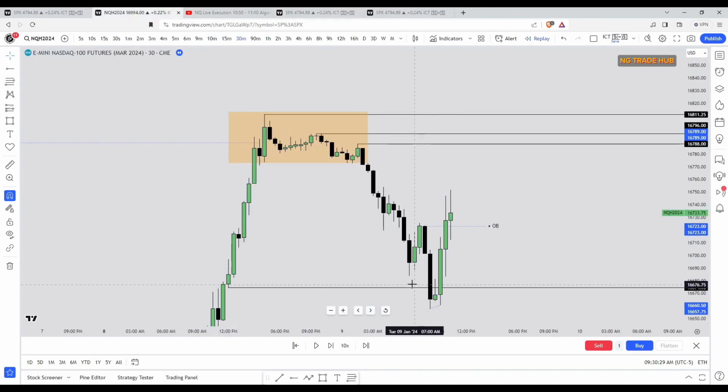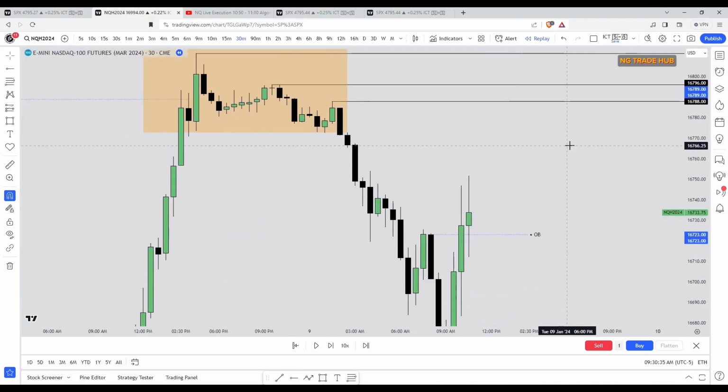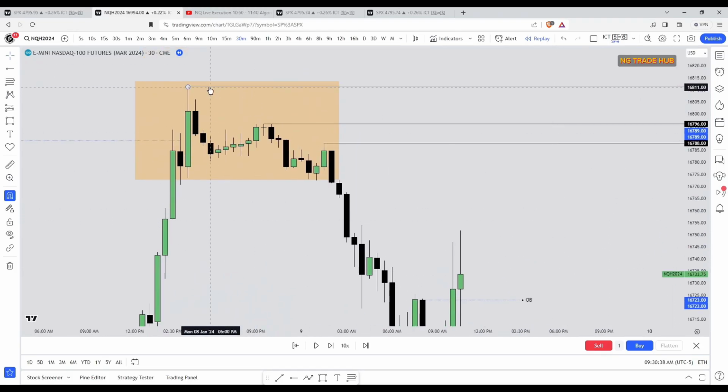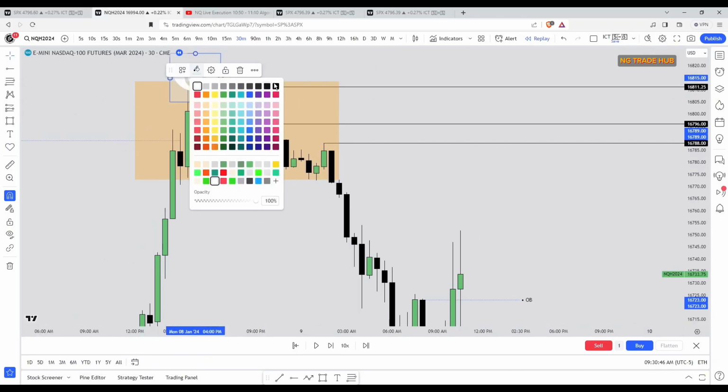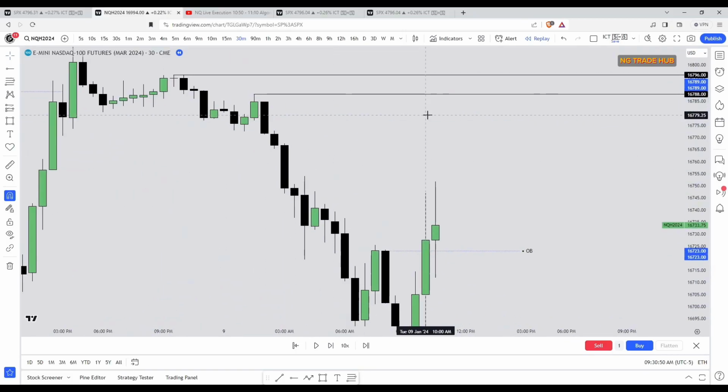Change in state of delivery beneath sell side liquidity. It's likely to target the engineered liquidity. So we perfectly have these cluster of highs here. So the bias is for price to trade up to here. Note this level, 16,811.25. So this is when you'll see me put that little eyeball on my chart, because that's where I think price will reprice back to.